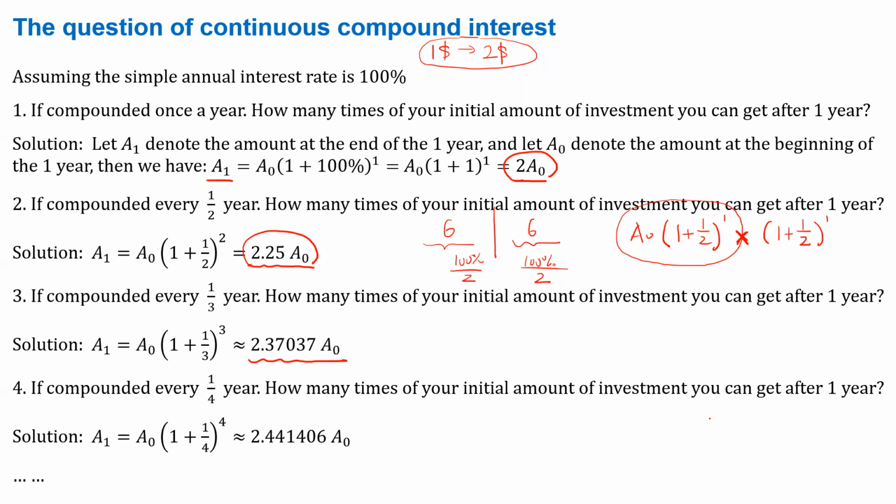And if you consider compounding every quarter year, which is 1/4 year, how many times of your initial amount of investment can you get after 1 year? Again, similarly, the expression should be A1 equals A0 times 1 plus 1/4 to the power of 4, which is approximately 2.441406 A0. You can see that this number keeps increasing slightly each time, right?